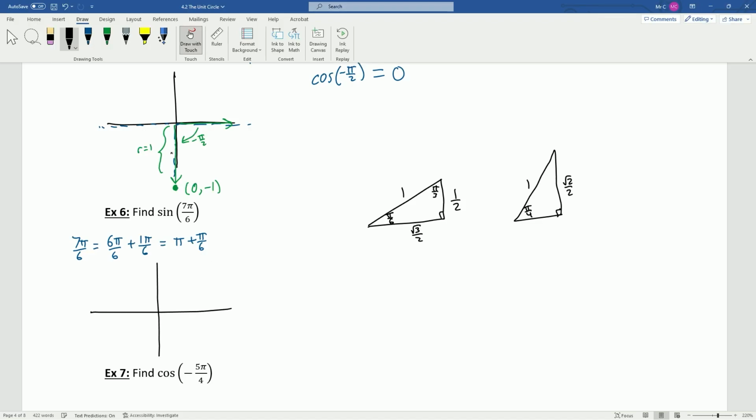Okay, so now let's draw this. I've got pi plus pi over 6. So this little angle here, my reference angle, has to be pi over 6, because I went pi and then I went another pi over 6. So when I draw my triangle, my reference angle is pi over 6, and I know that across from pi over 6 is 1/2. And I know that my other side will have to be the square root of 3 over 2. And since I'm in the third quadrant, both of these values are negative. So that means that sine of 7 pi over 6 is negative 1/2.